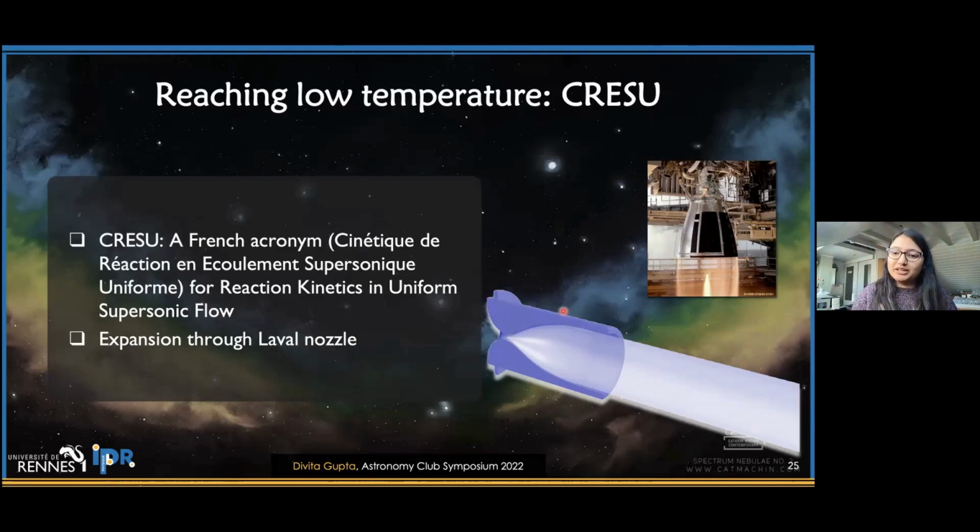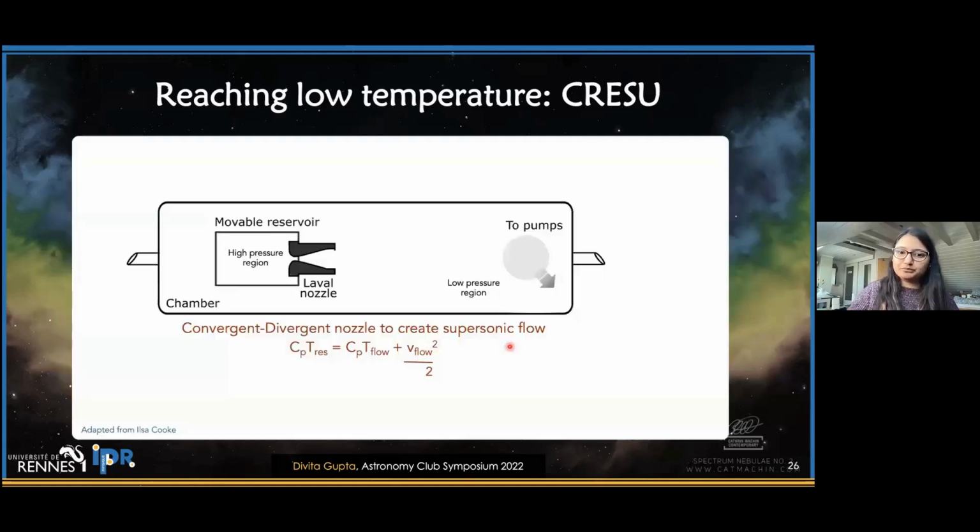In our case, we applied that same idea for low temperatures. We had a gas at a higher pressure behind this region. It will have a convergent region over here and then a divergent region. So the gas will expand from here, okay? And this was used to reach not hypersonic, but just supersonic speeds. So, like I said, you have a high pressure region and a low pressure region, which is continuously pumped.